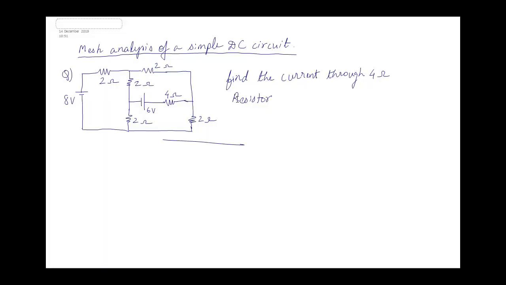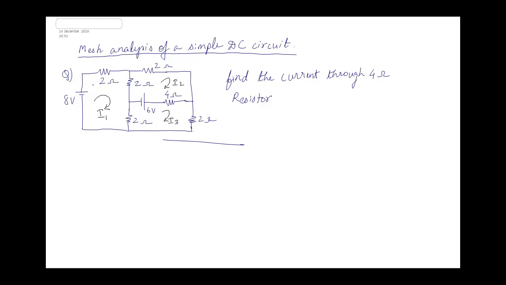So in this particular circuit we have to find the current through the 4 ohm resistance. Now this is mesh analysis. So let's write I1 current in this mesh, I2 current in this mesh, I3 current in this mesh. Now we will write KVL for each and every mesh.